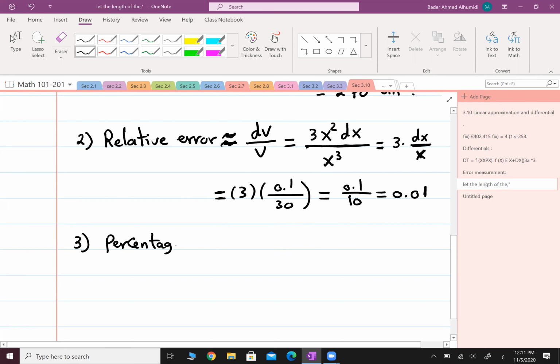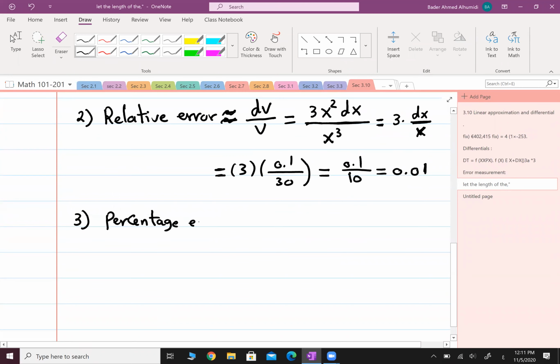What is the percentage error in the volume? It is the relative error dv over v multiplied by 100, and the answer will be in percent. So 0.01 times 100, that is what? That is 1%. Okay.